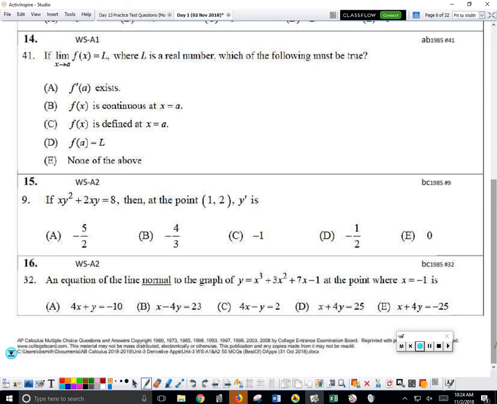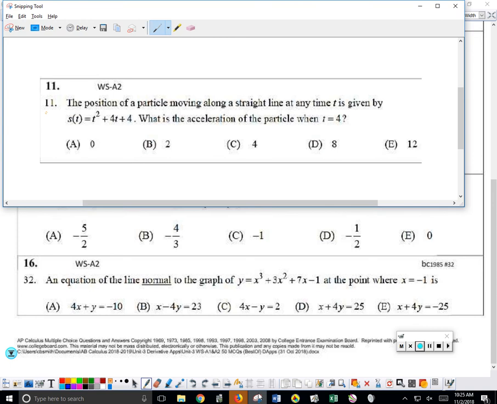Cool? Wait, I have a question. Oh, go ahead. On 16, wasn't it mean when it says an equation of the line normal to the graph? Yeah, that one is new, so let's talk about this for a minute. Let me get a copy and paste here. 2 for Mikkel. So let me copy and paste this one.